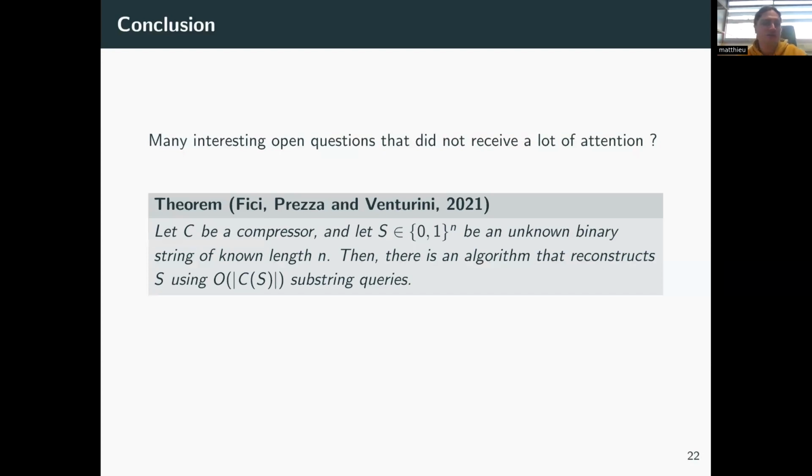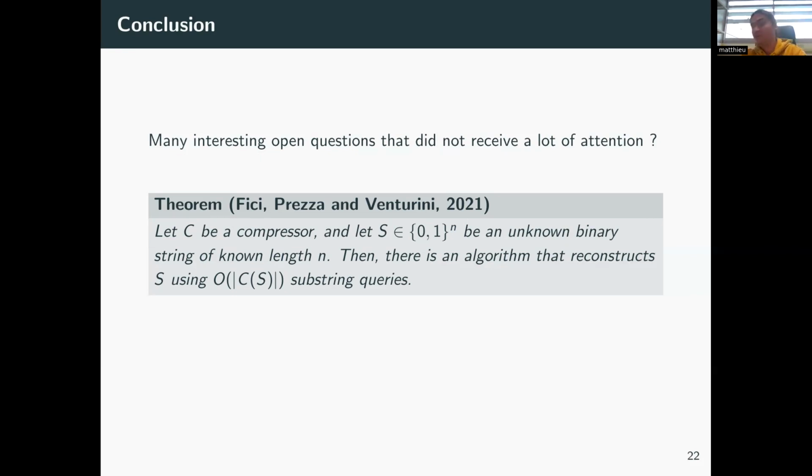Let me mention some results in this vein. There is a quite recent result by Fici, Preza, and Venturini, where they prove that if a string is compressible, then there is an algorithm that reconstructs this string more efficiently using substring queries, which is what I called subword queries. So there are links to other problems in compressibility. Okay, so there are a few interesting questions.